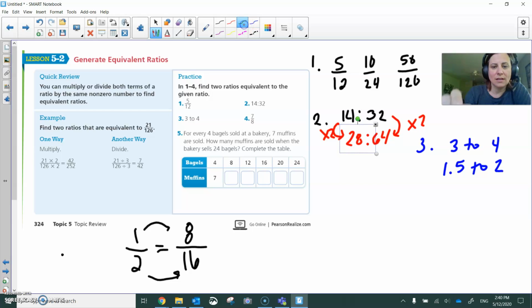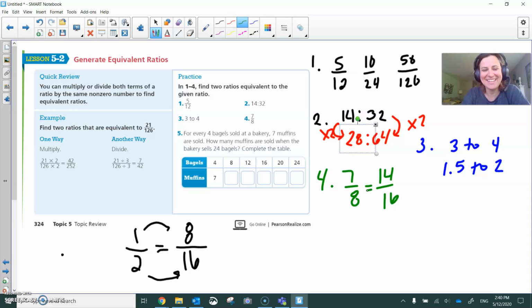Number 4, 7/8, written so that it looks like a fraction again. This is an awful lot like number 1. Multiply or divide them by anything as long as you're consistent. You could say that was equivalent to 14/16.